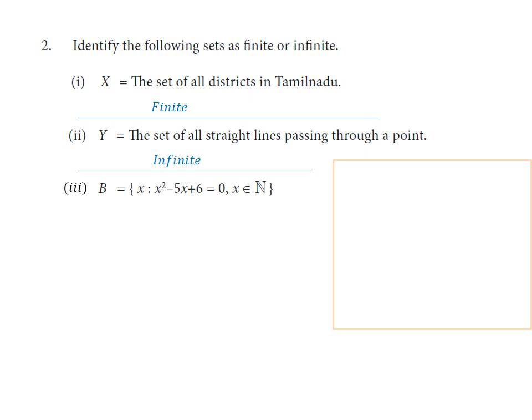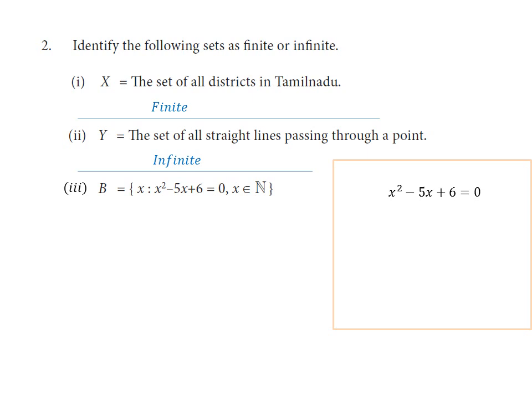We have to find the value of x. x belongs to N, natural numbers. You know factorization, learning from 7th standard I think. So let us find the values for x. x square minus 5x plus 6 is equal to 0.